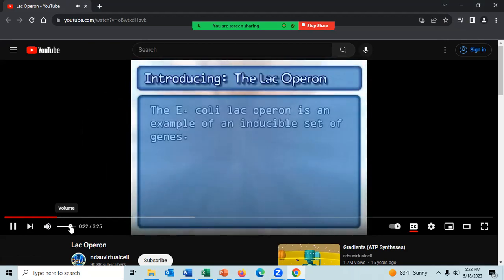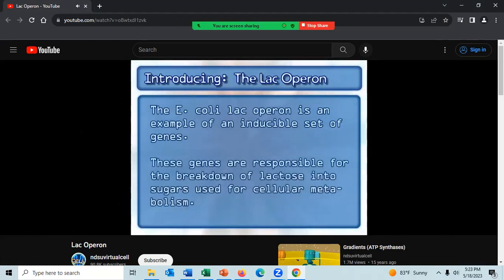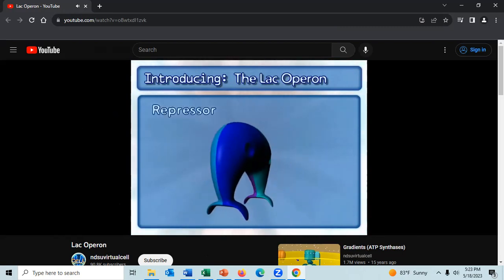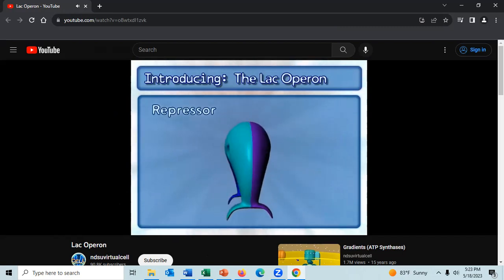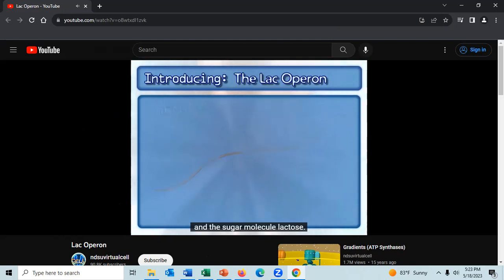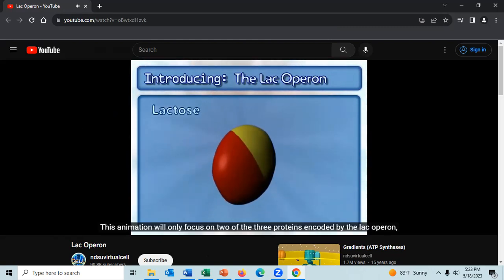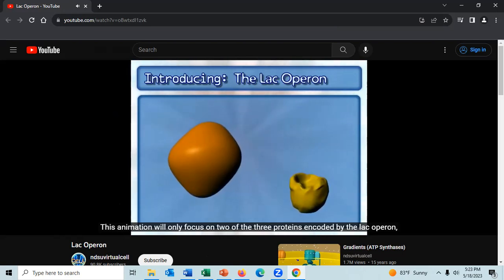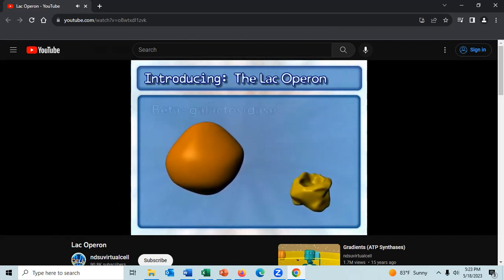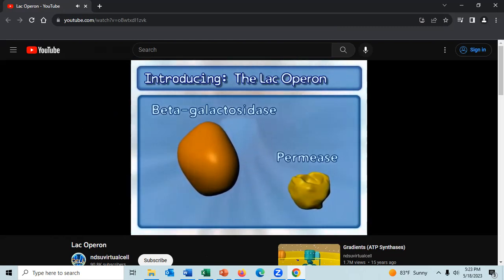The E. coli lac operon is an example of an inducible set of genes. These genes are responsible for the breakdown of lactose into sugars used for cellular metabolism. This inducible system also involves bacterial DNA, a repressor, mRNA, and the sugar molecule lactose. This animation will only focus on 2 of the 3 proteins encoded by the lac operon, beta-galactosidase and permease.